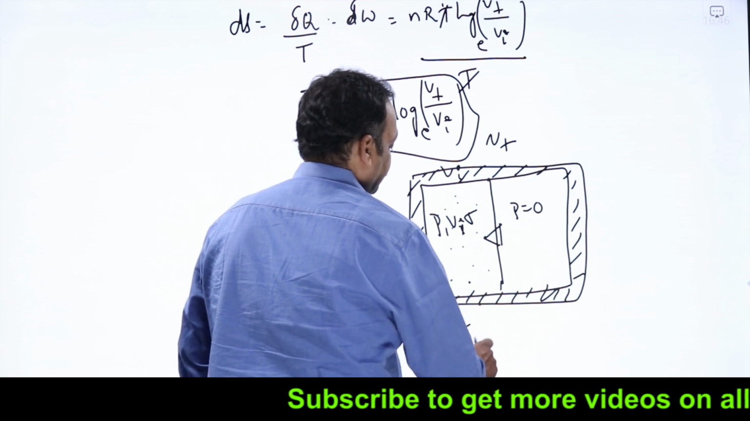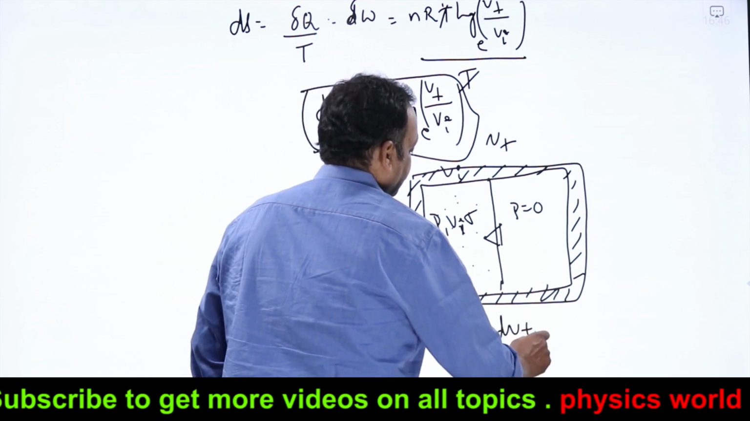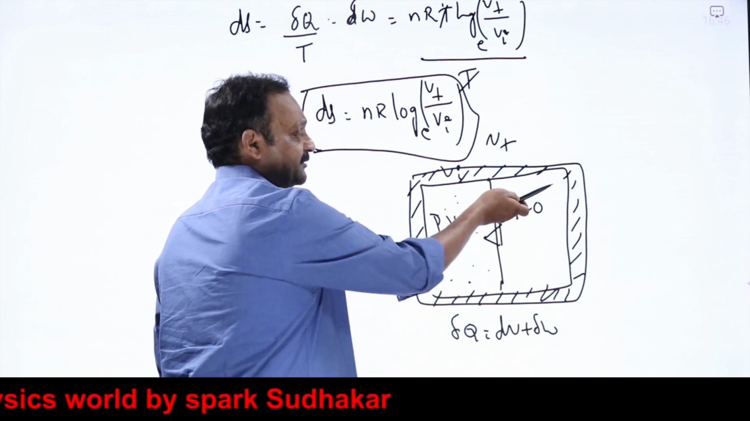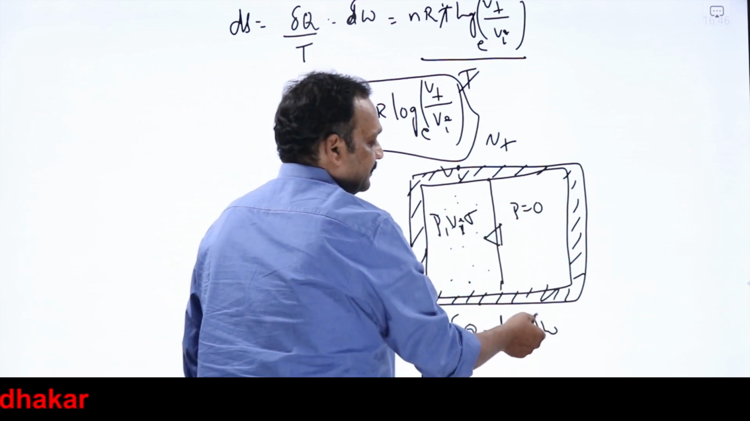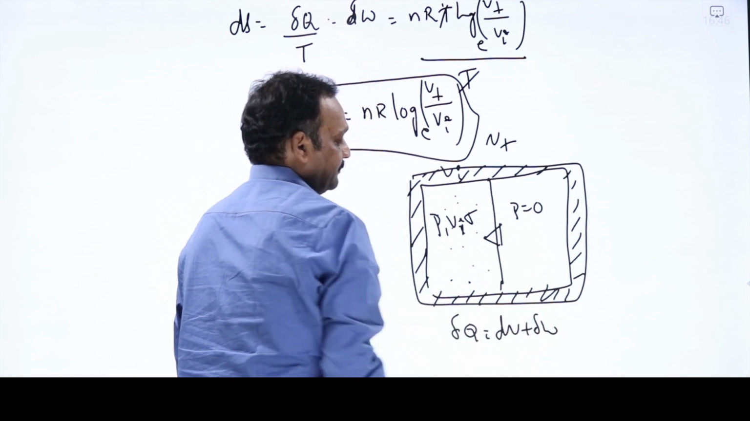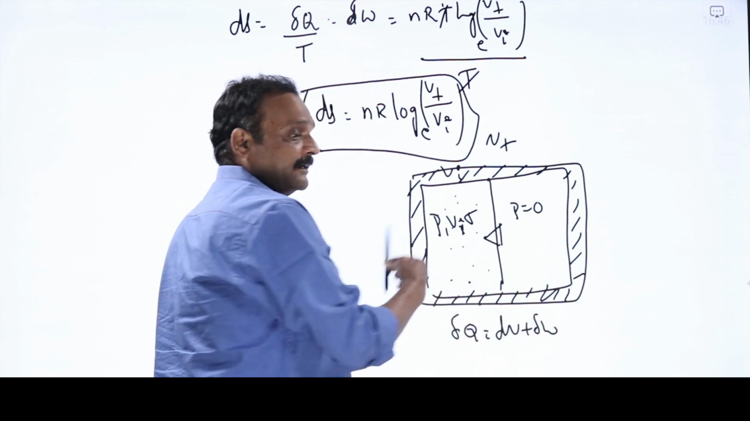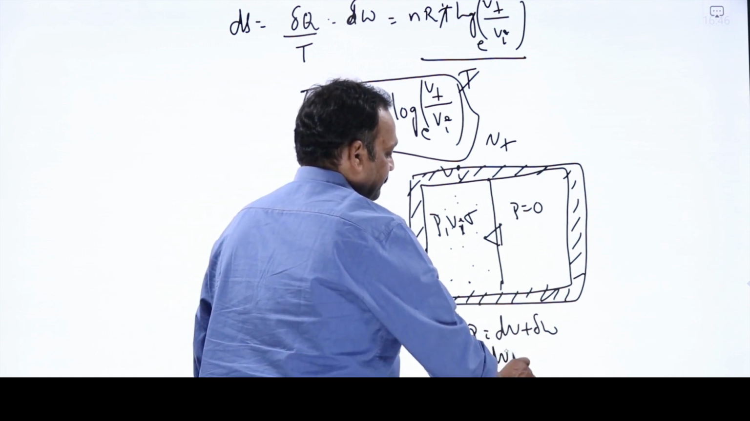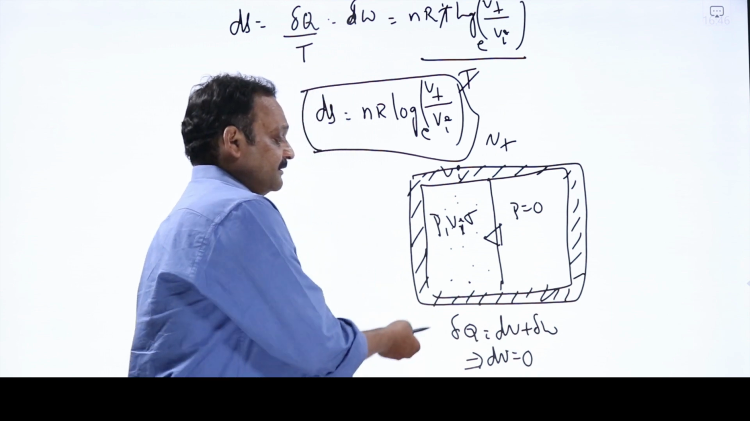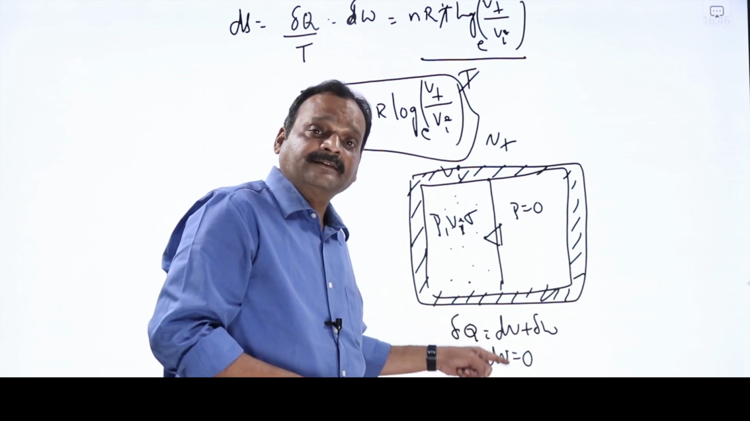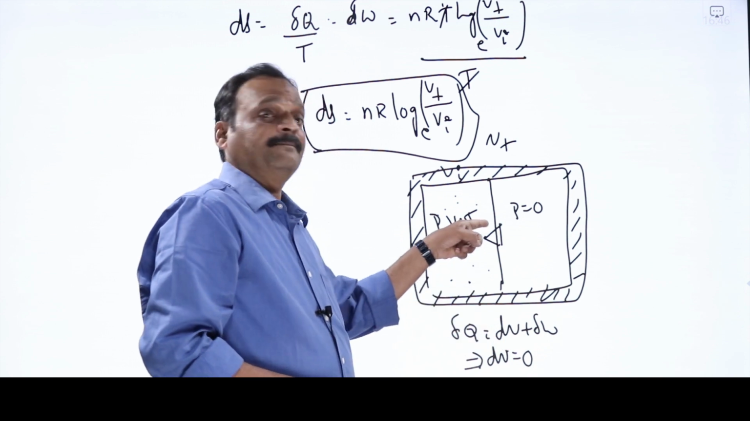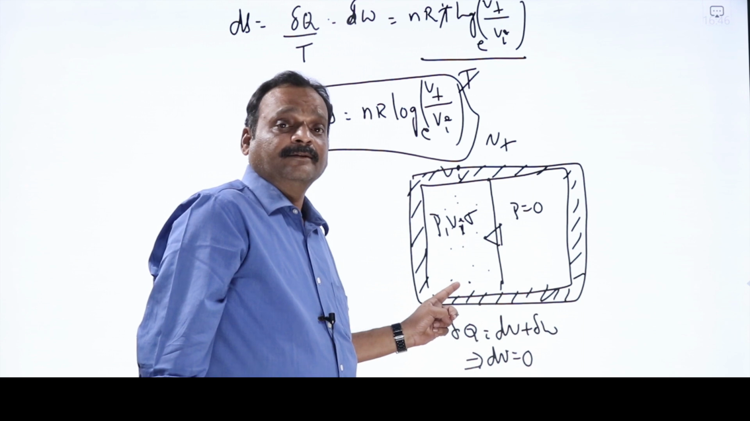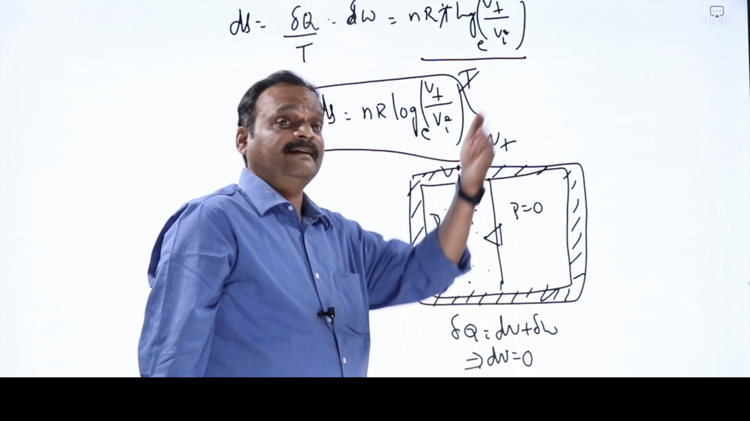delta Q equal to dU plus delta W. Here, because gas is not pushing anybody to expand, it is expanding against vacuum, work done by the gas PdV, P equal to 0, delta W equal to 0. I am not giving any heat or taking any heat, so delta Q equal to 0, which implies what? Internal energy dU is also equal to 0. For an ideal gas, change in internal energy is 0 means internal energy remains constant. When internal energy remains constant, temperature remains constant. But what type of process is it? An irreversible process. For an irreversible process, dS is greater than delta Q by T, as we are seeing.